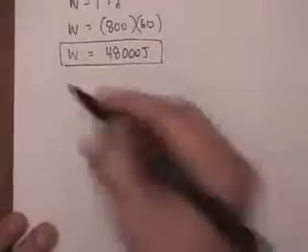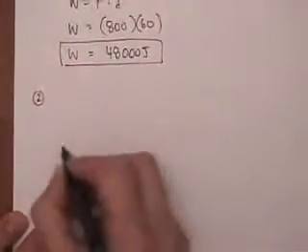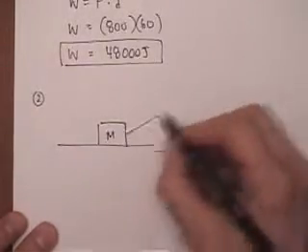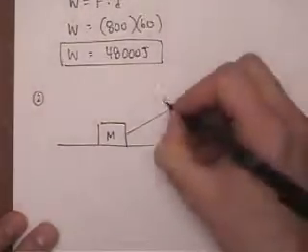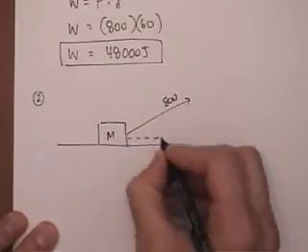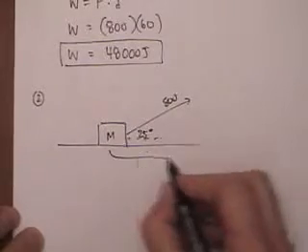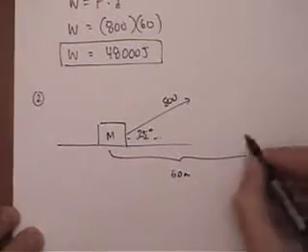Second kind of question we'll do. We'll take all the same numbers. We're going to take our block, who cares what the mass is. We're going to take our 800 newtons. We're going to apply it at 25 degrees this time. And we're still going to move it from here to here, which is going to be 60 meters.